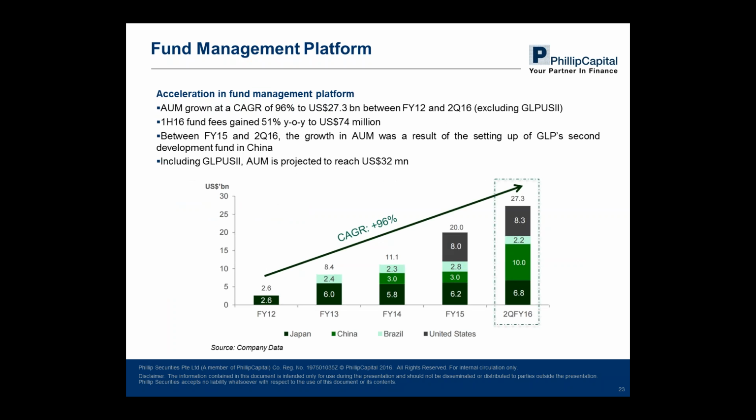Okay, now move on to their fund management platform. AUM has grown to US$32 billion. Sorry, there's a typo here, it's 32 billion, not 32 million. So if you include GLP US Income Partners too, but this has not been reflected in their platform yet because it has not been completely acquired. But nonetheless, in financial year 15 and the second quarter of 2016, the growth in AUM was mainly a result of the setup of CLF2, or the second development fund in China.